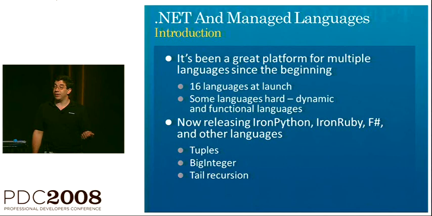So now, how many of you saw Jim Huguenin's talk on the DLR? Okay, good. So some of you actually have been attending talks. That's good. So you know we're releasing Iron Python, we're releasing Iron Ruby, we're also releasing this new functional language, F Sharp. We've done a bunch of things in the CLR to make sure those things work really well with each other and with other languages.